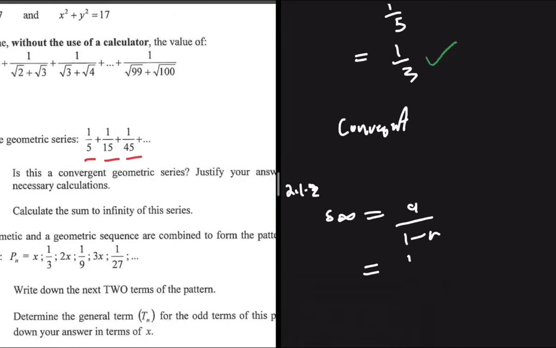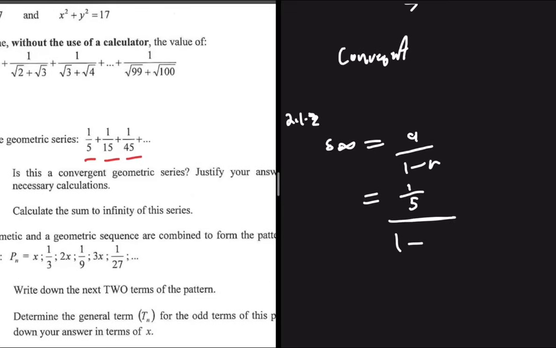So we're going to have 1 divided by 5, divided by 1 minus the common ratio, which we know to be 1 divided by 3 at this point. So we're going to have 1 divided by 3. And then if you put that in your calculator, you should get 3 divided by 10. So this is the sum to infinity of our series.